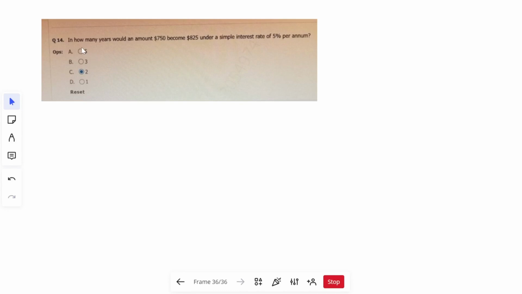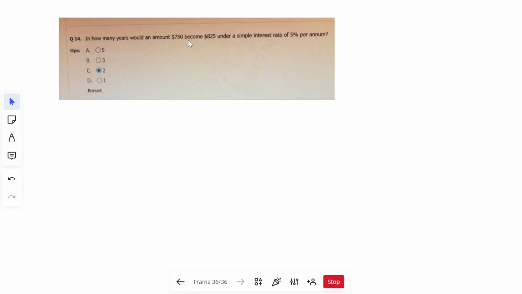Let's look at this question. So in this question, we are asked, in how many years would the amount $750 become $825, okay, under a simple interest rate of 5% per annum. See, so how will we solve this one? This is a question based on simple interest.